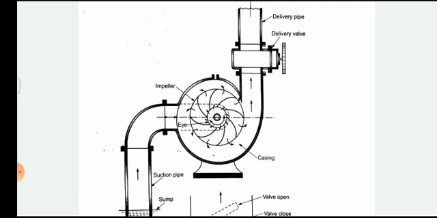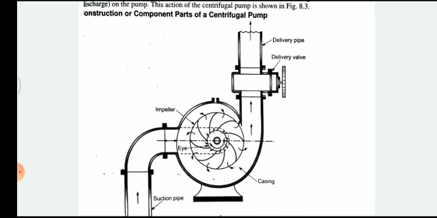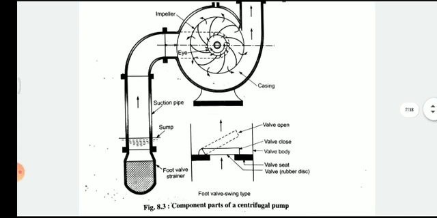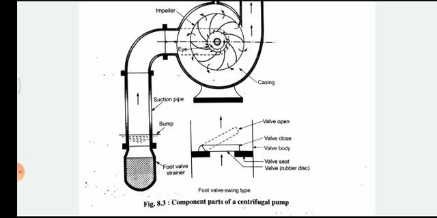On the right hand side is the casing of the pump, that means the outer body of the pump. At the top is the delivery valve. Then the suction pipe, which has a suction head, and the sump, that means the liquid reservoir. The suction pipe should be deep at some height in the liquid reservoir.